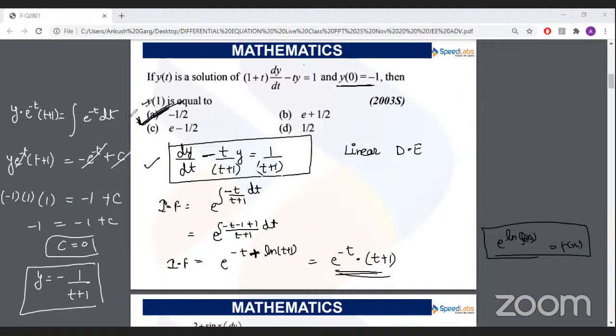Okay, so a simple question of your differential equation, a linear differential equation. So first always try to find the integrating factor, and always better try to simplify the integrating factor. Haan, dekho, integrating factor yahaan par yeh hai, but aapko ise simplify karna hai. Otherwise it will be very difficult to solve it further. So always try to simplify the integrating factor as much as possible.